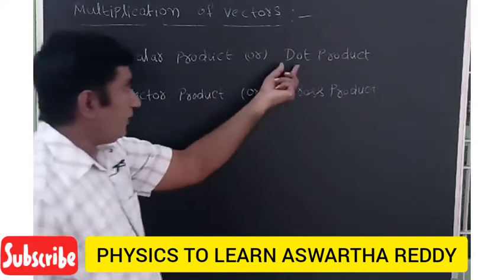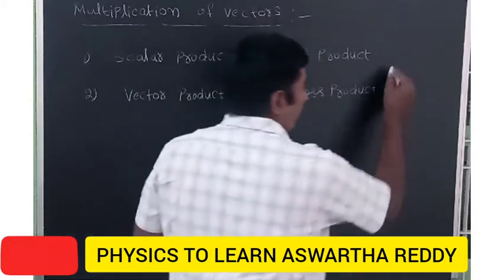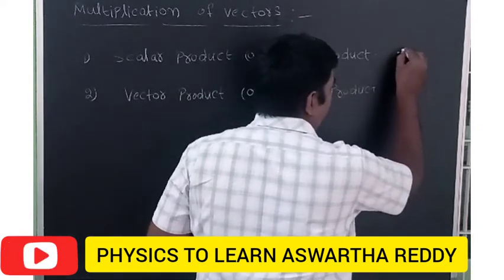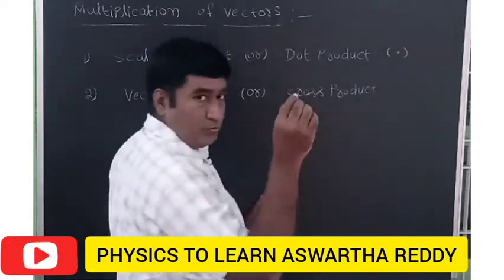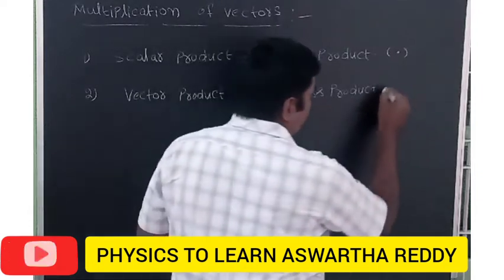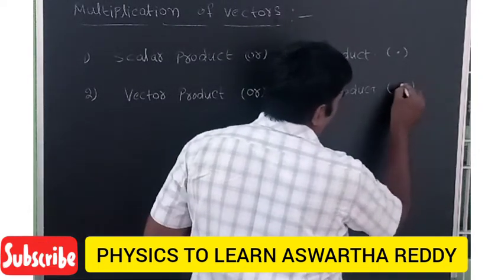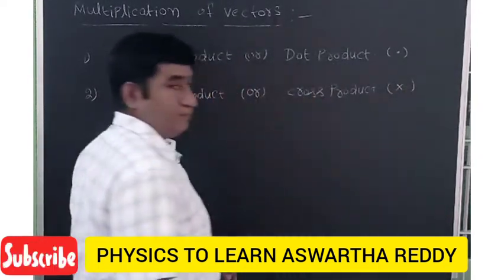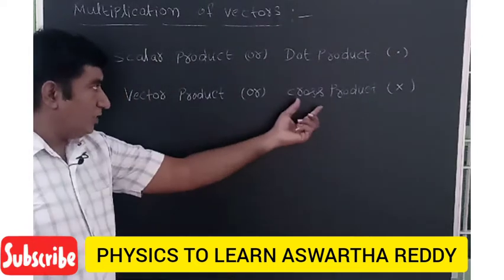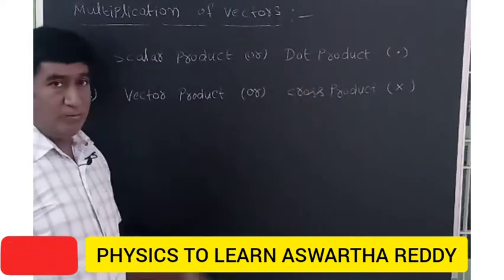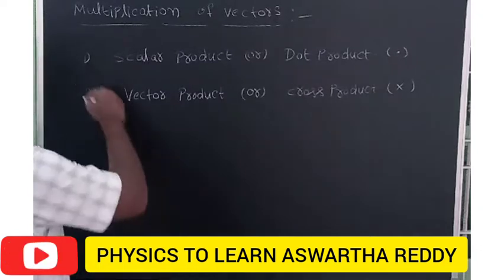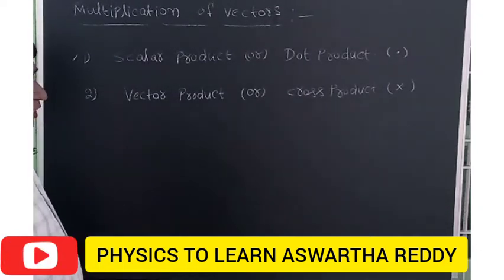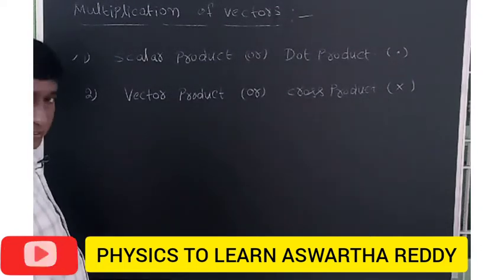They are called dot product because here we use the symbol dot, a small dot, and in the other product we use cross. That's why they are named dot product and cross product. In this class we are going to see the scalar product and then some examples.